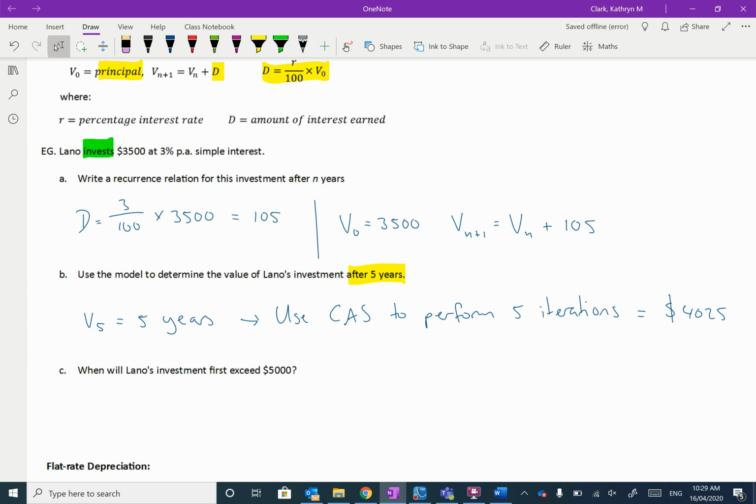When will this investment first exceed 5,000? Again, for this one, we can just continue to perform iterations on our calculator until it increases past 5,000.